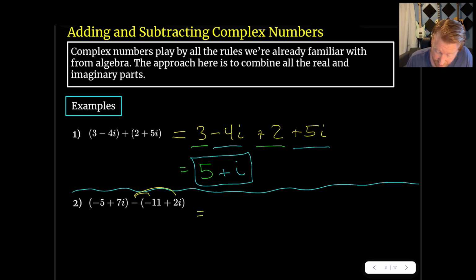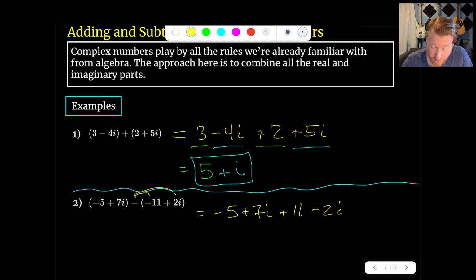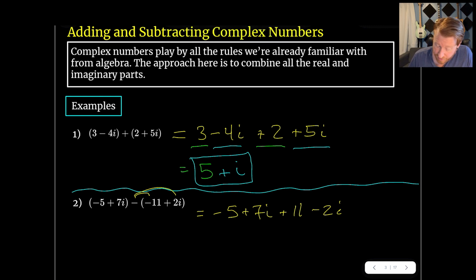So as I rewrite this, we've got negative 5 plus 7i, and as I distribute that negative, we'll get plus 11, and we'll get minus 2i. Now that we've got that negative distributed into the second binomial there, we can go through and collect our like terms. So I'm looking for the real portions here. I've got negative 5 and positive 11, which gives me positive 6.